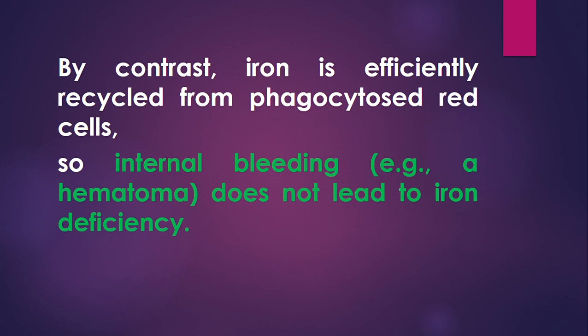By contrast, iron is efficiently recycled from phagocytosed red cells. So internal bleeding, for example a hematoma, does not lead to iron deficiency anemia. Internal bleeding, such as hematoma, hemothorax, or hemopericardium, involves recycling from phagocytosed red blood cells, so the iron stays inside the body and is not lost, unlike chronic and continuous blood loss, which causes iron deficiency anemia. And thank you very much.